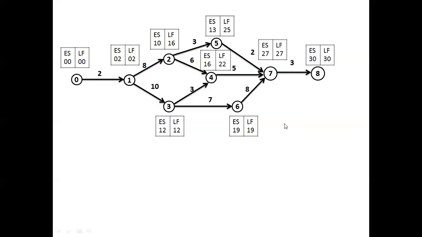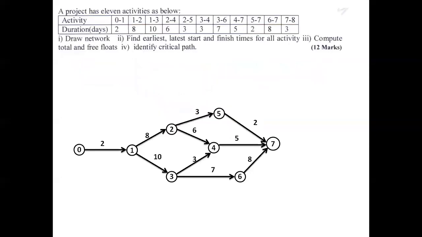So this is what you need to calculate the earliest start time and latest finish time. For today's session, we'll stop here and continue to find the remaining items asked in the question paper. That is finding the earliest start and latest start, earliest finish and latest finish, then computing the total float and free float, and finally identifying the critical path. So please go through once again how to draw the network diagram and how to find earliest start time and latest finish time.